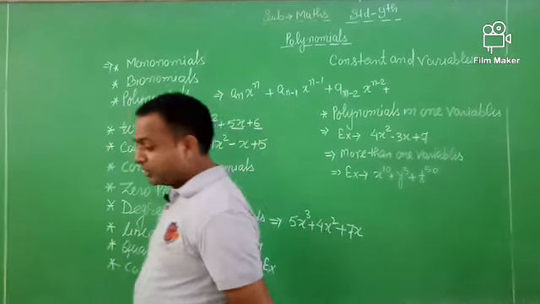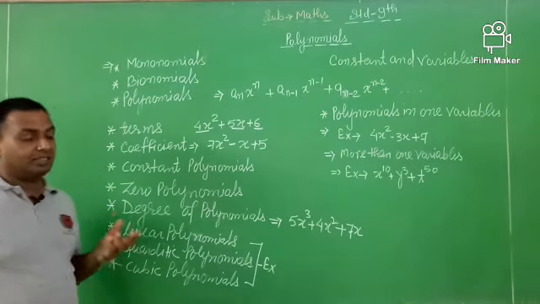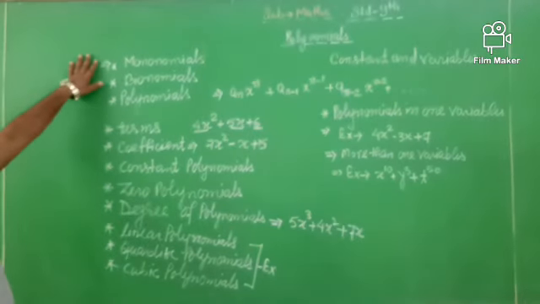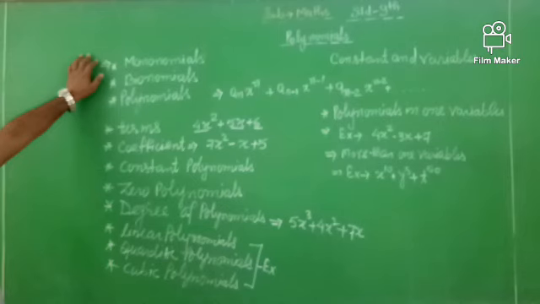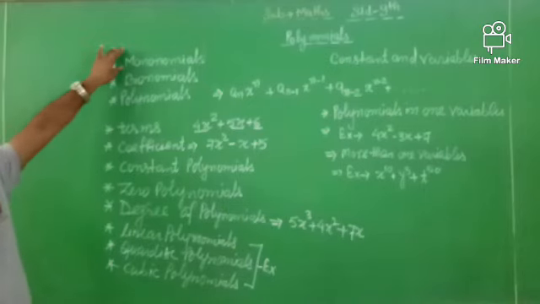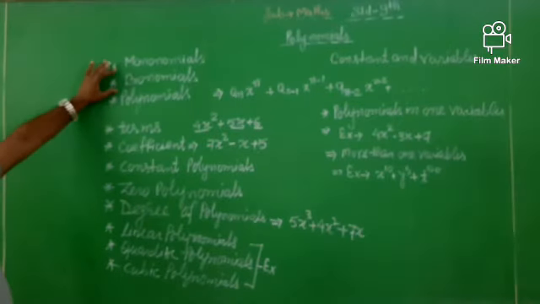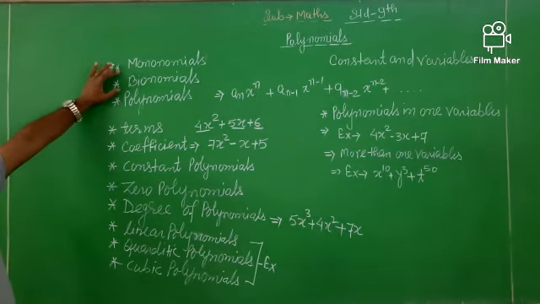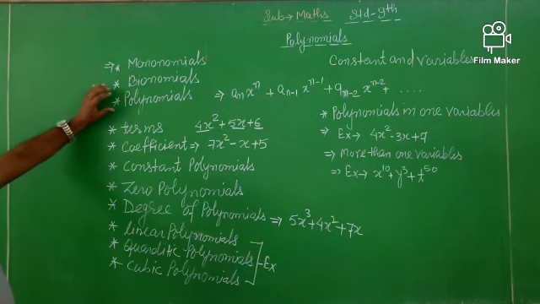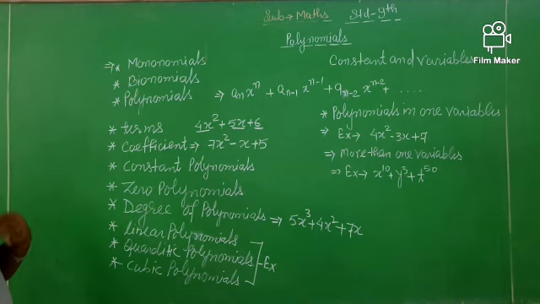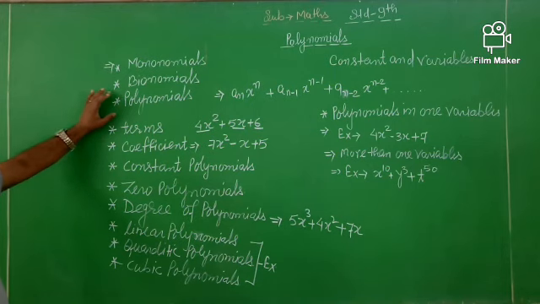First, what is a monomial? A monomial means there is only one term. If there is only one term, then you can say this is a monomial. If there are two terms, you can say this is a binomial. If there are more than two terms, then you can say this is a polynomial.